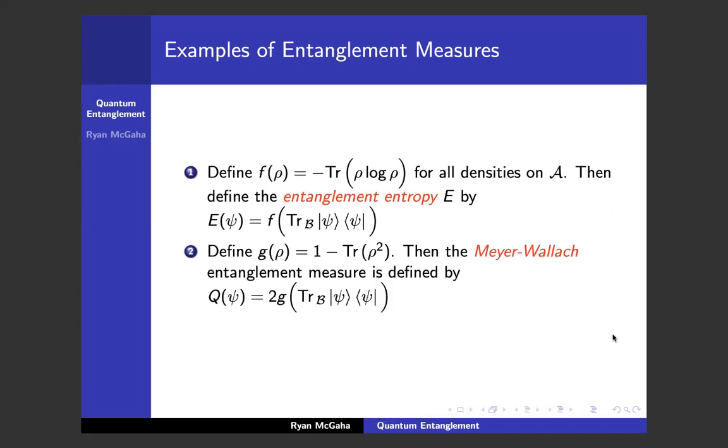Another one is called the Meyer-Wallach measure. Here we define our g of rho as 1 minus trace of rho squared, and then we define Q of psi as 2 times that. So it's just a normalization factor, so its maximum value is 1. And then I plug in the trace B of |psi><psi| again. So these are two of the most common ones you'll see. There are other, more complicated measures of entanglement, but we won't go into those.